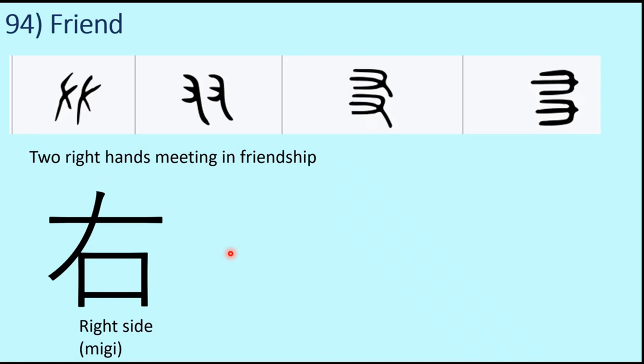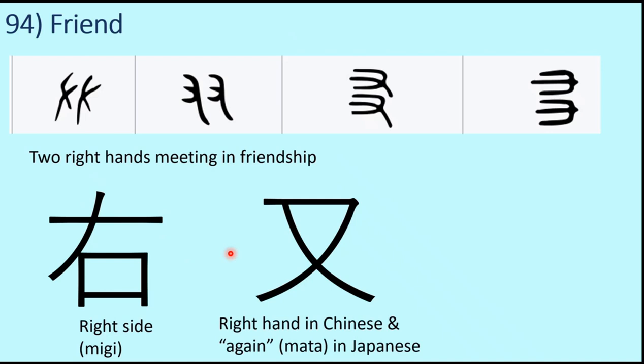The pronunciation is migi in Japanese. And this is, as we said, the right hand in Chinese. Also, this character is used in Japanese to represent again. That is mata. So as we say mata imasho, this is the character for mata.